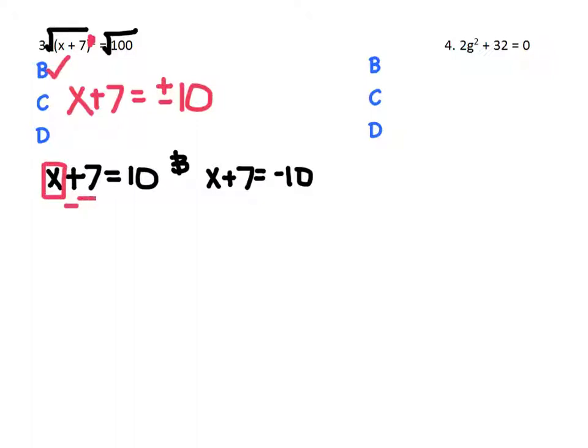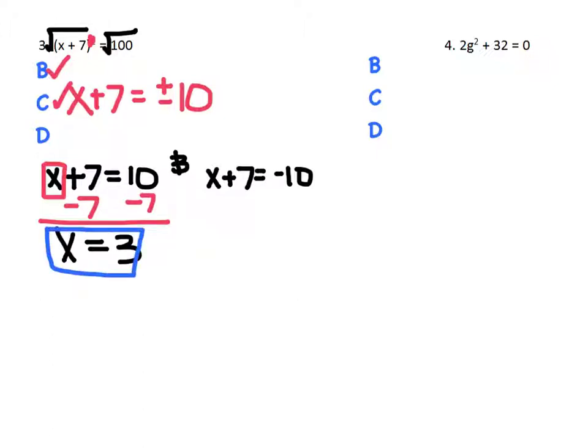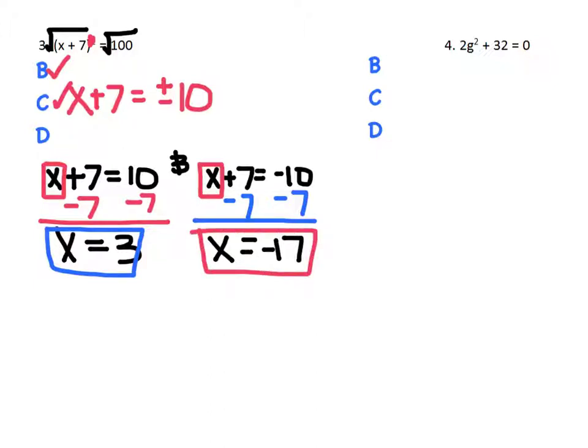cancel what's beside it, x equals 3. Notice there's no need to divide because there's nothing with x except for 1, and that's always. Now I got to do the second problem. Same exact concept. Box my variable, subtract 7 to both sides, x equals negative 17. So there are two solutions for this problem.